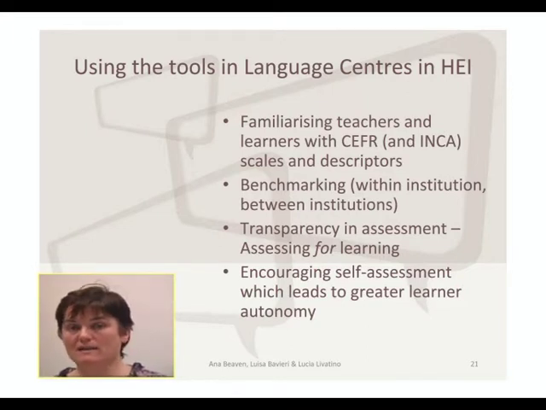Another use that we see is that of benchmarking. This is important within an institution between teachers who teach the same language, for example, just before a session of testing, whether it be at the beginning of a course or at the end of a course. But also between institutions, not just in the same country, but even in different countries. This can be the case, for example, for Erasmus students who might wish to be assessed both by their home institution and by their hosting institution where they're spending their Erasmus. These tools allow communication and sharing of assessment between teachers in different institutions.